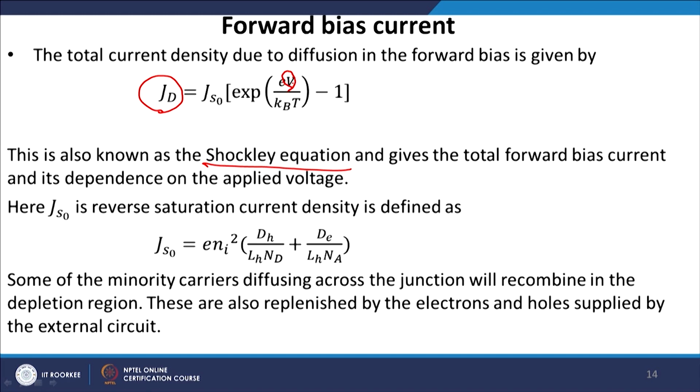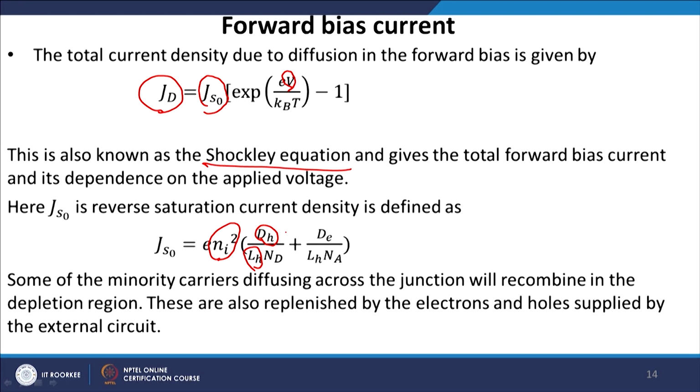Here J_s0, the first term, is called the reverse saturation current, and it is defined as J_s0 equal to e times n_i squared into, inside the bracket, D_H divided by L_H into N_d plus D_E divided by L_E into N_a. So, the reverse saturation current depends on the intrinsic carrier concentration. It depends upon the diffusion length and it depends upon the diffusion coefficient. So, this depends mostly on the material's properties.